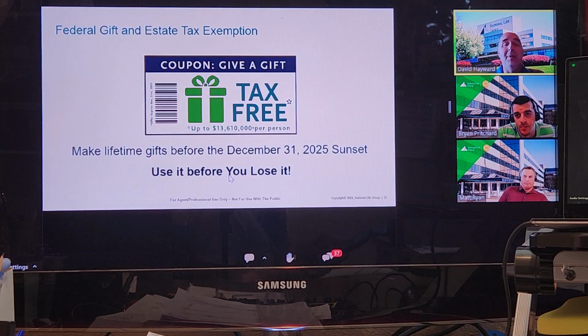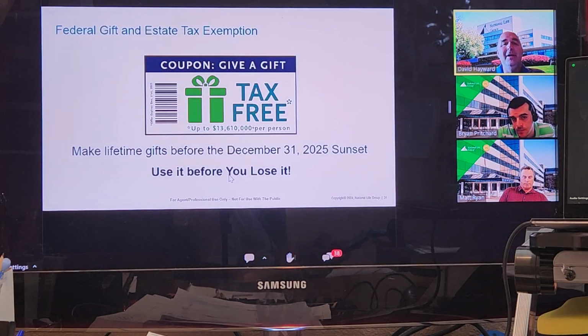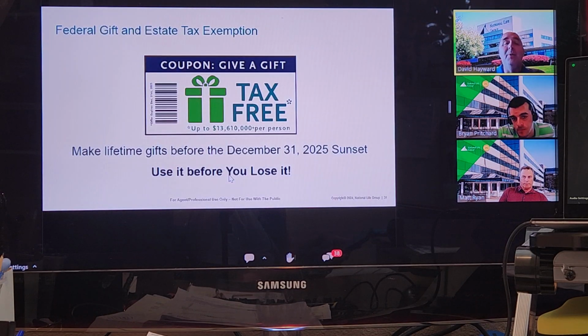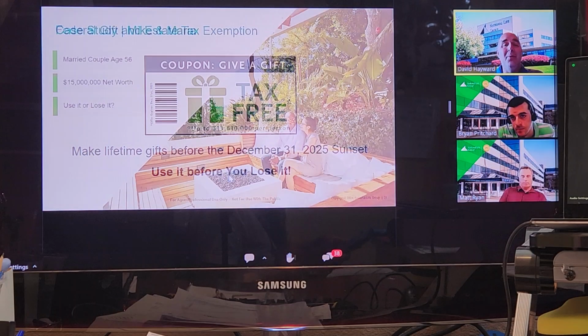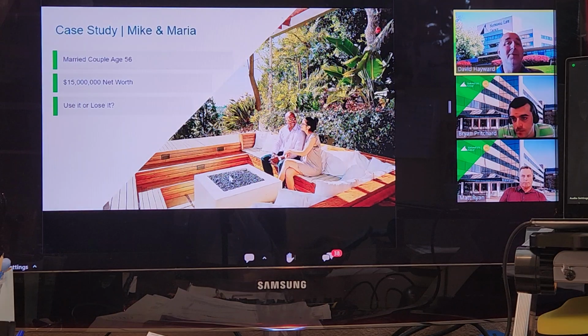And with proper planning, setting up trusts, you can still have some control of all of those monies with some of the techniques that were just explained earlier. So it has a time sensitivity to it. We don't know when we're going to die, but we do know that our coupon is going to expire in a year and a half from now. So if you have clients with high net worth, it's something you might want to bring to them sooner rather than later.